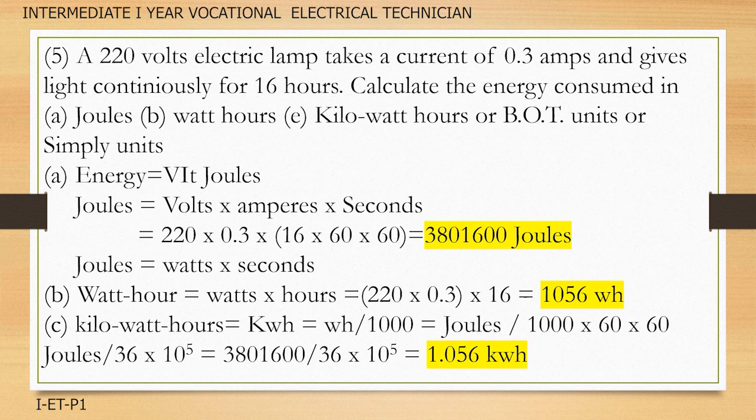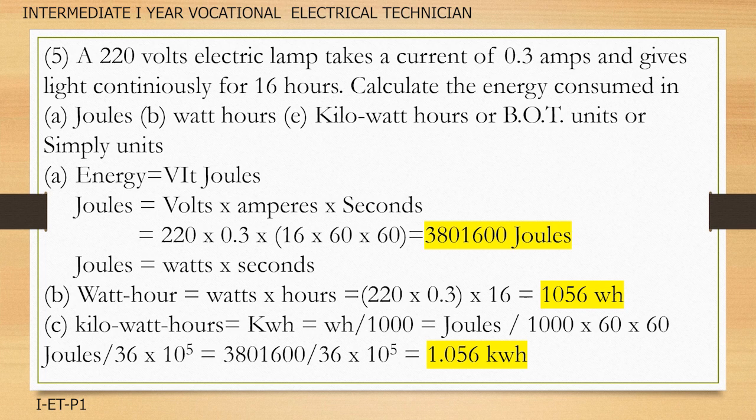Then B, watt hour. Watt hour equals watts into hours. Watts is nothing but V into I, that is 220 into 0.3, into hours, 16 hours. That equals 1056 watt hours.